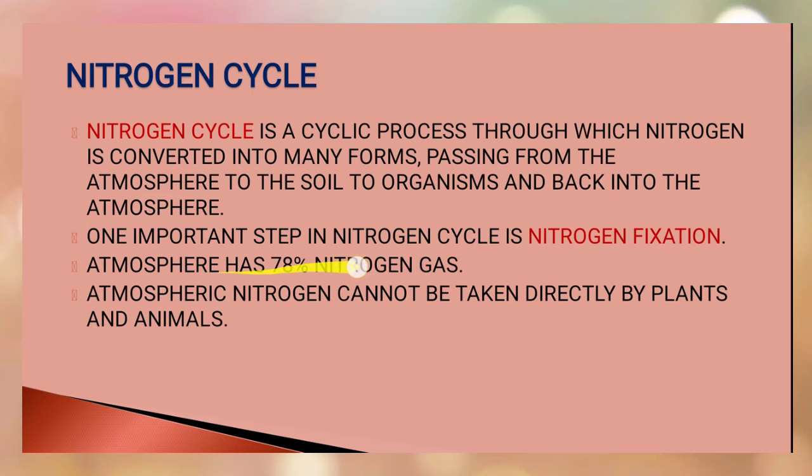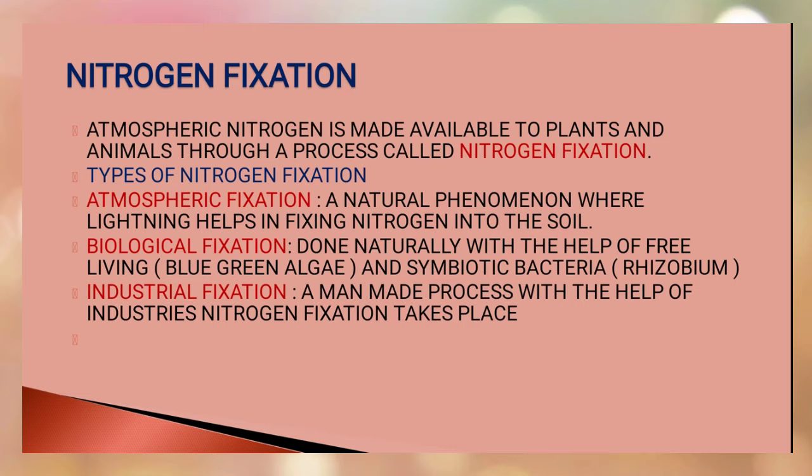Atmosphere has 78% of nitrogen gas. Atmospheric nitrogen cannot be taken directly by plants and animals. Atmospheric nitrogen is made available to plants and animals through a process called nitrogen fixation. Now let us discuss about types of nitrogen fixation.